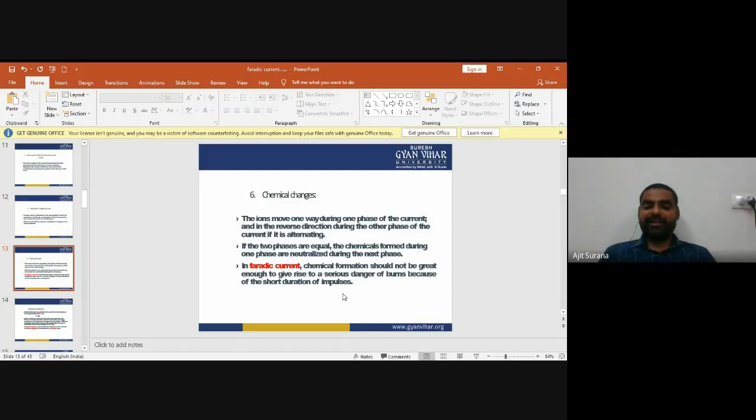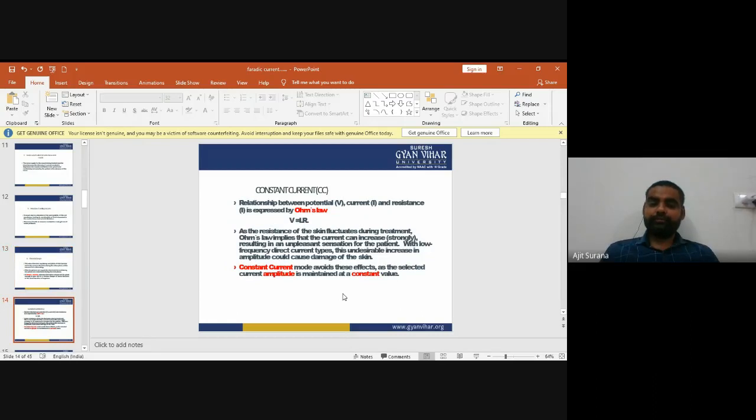Now, in Faradic current, the chemical formation should not be great enough to give rise to serious danger of burns, because of the short duration of the impulses. These are the chemical changes.